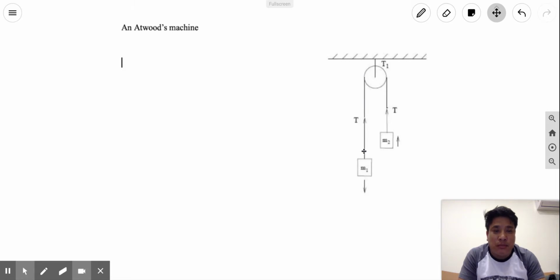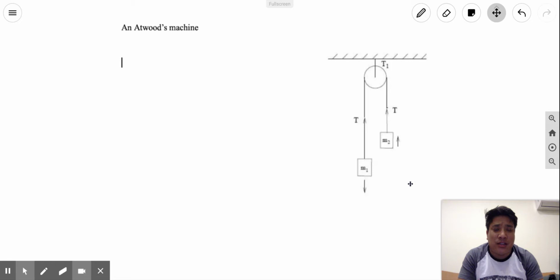The string is massless, so we consider the mass of the string negligible, and we also assume the pulley is frictionless. If you have to draw the free body diagram for the two masses, you have to draw them separately. They share a common string that goes over this pulley, so the tension force on this part of the string should be the same as the tension force on this part of the string.